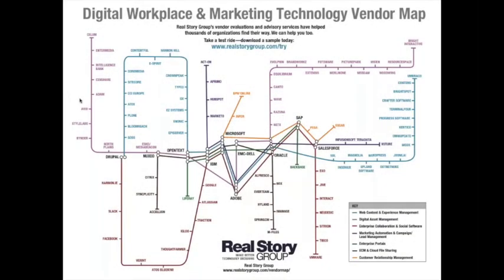This is our subway map, which you can download on our website at the URL at the bottom, and shows all the different vendors that we cover and what the different products that they do. And the light blue line is WCM. It's very much like digital asset management and others.